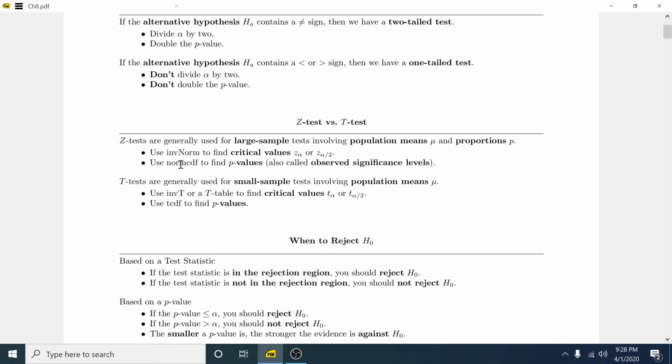And we will use norm CDF to find p-values. By the way, another name for p-value is observed significance level. So if you see that, that's just another word for p-value. And we'll have an opportunity to say what a p-value is in a moment.